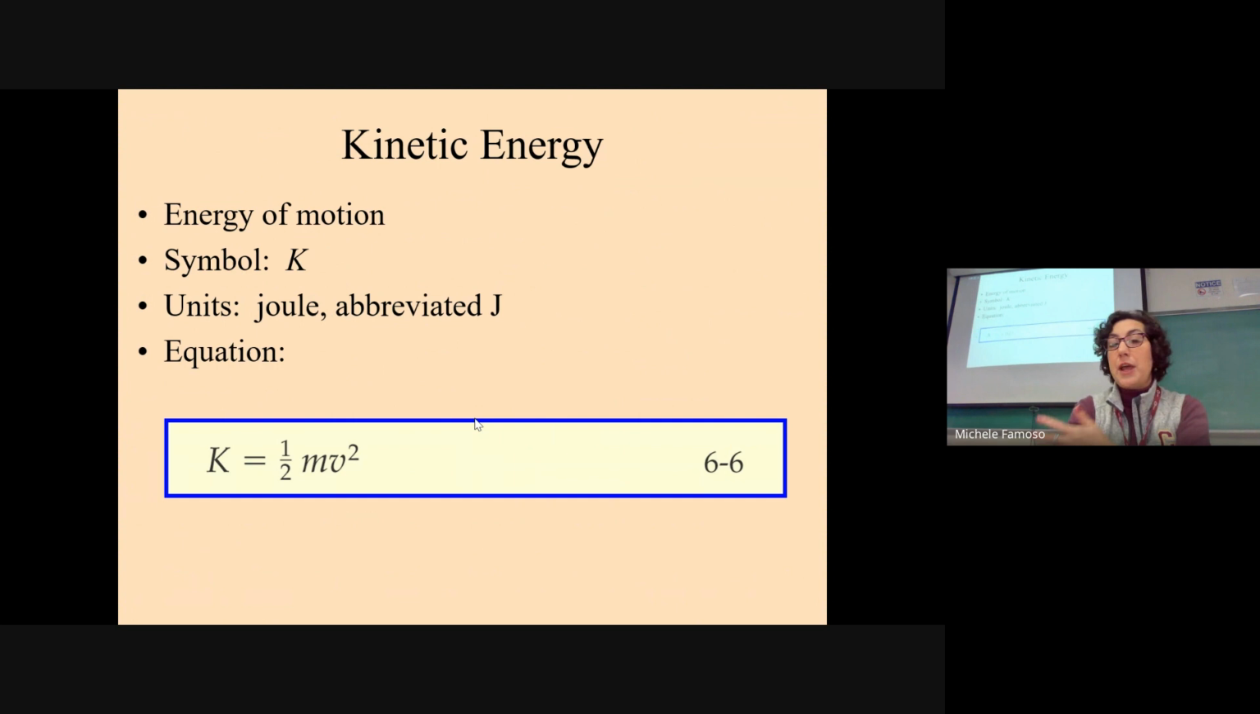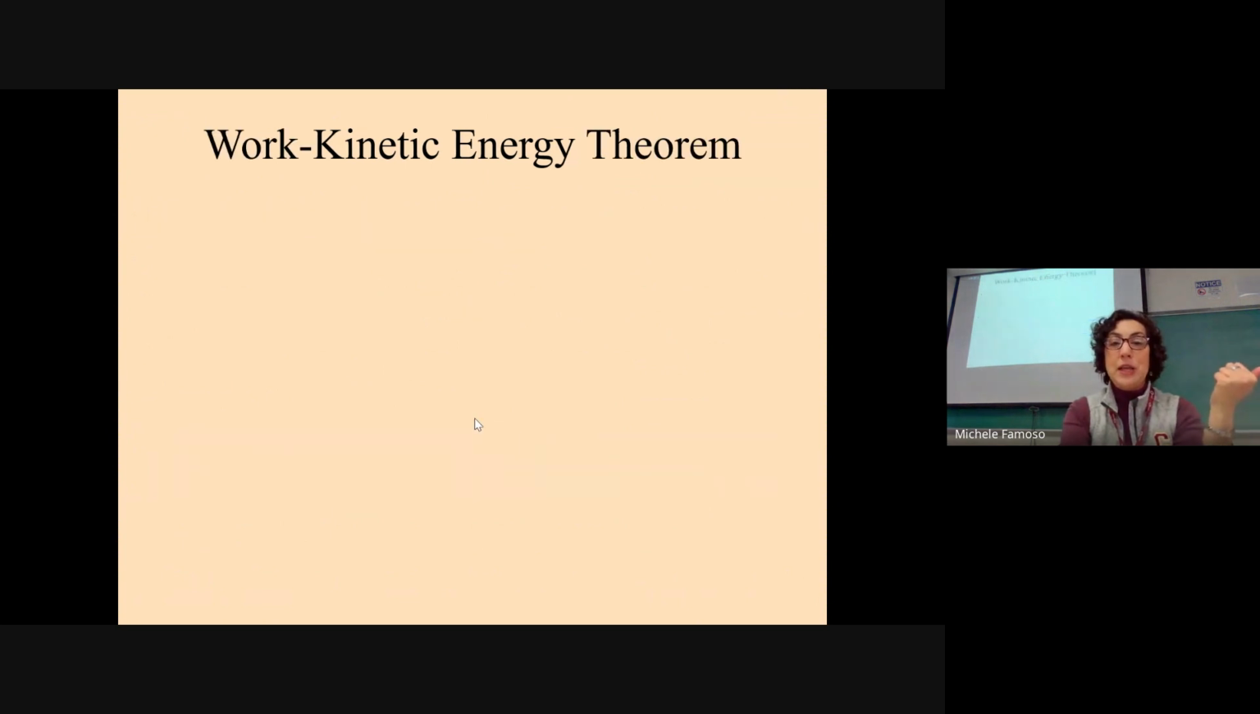And the equation for calculating kinetic energy is pretty easy, 1/2 mv squared, where v just represents the speed of the object. It's not a velocity. That's because kinetic energy is a scalar. Kinetic energy can never be negative. It's an unsigned amount. It's got a magnitude only. It can only be a positive type of value.